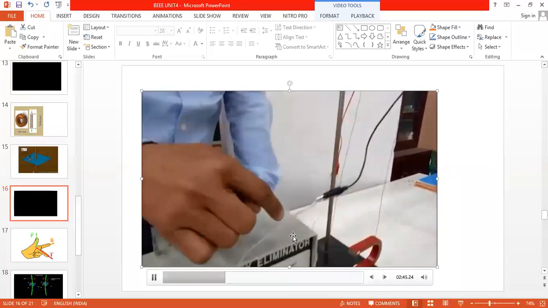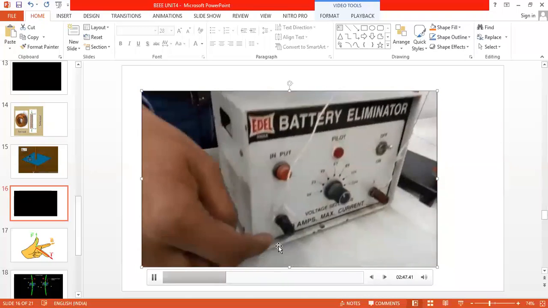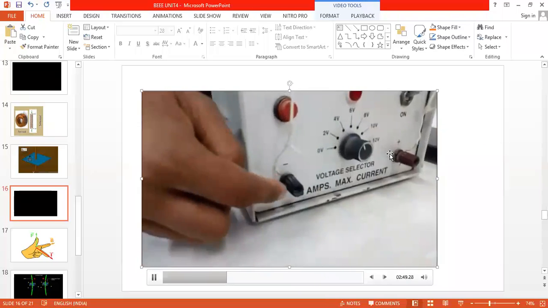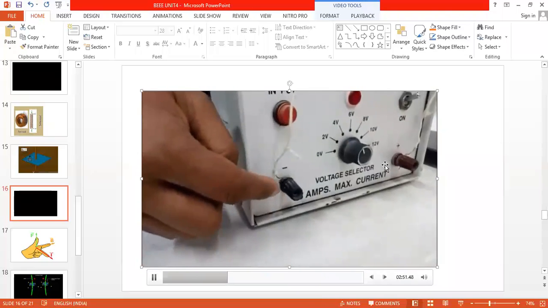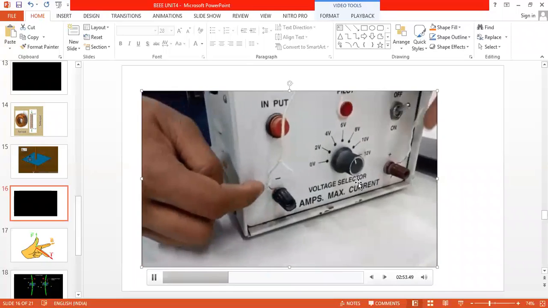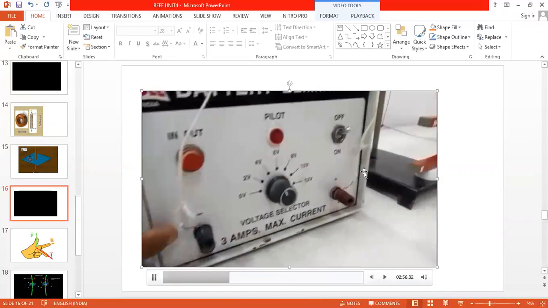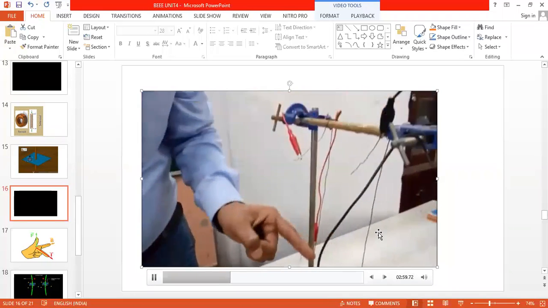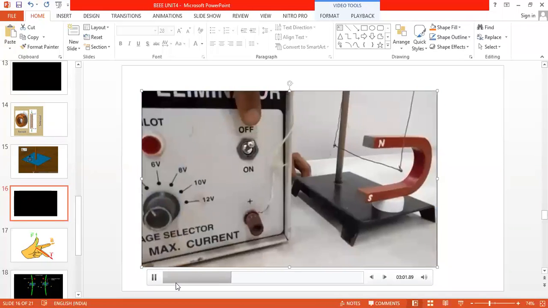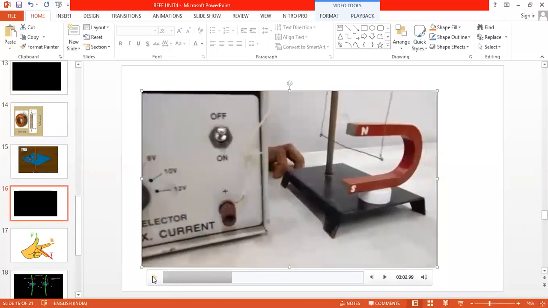Stand support we have taken. Battery, you can see the negative terminal, and next we have the positive terminal here. Now I will turn on the switch. When the switch is on, current flows through the conductor, the copper rod. Okay, now I'm turning on the switch, all of you.